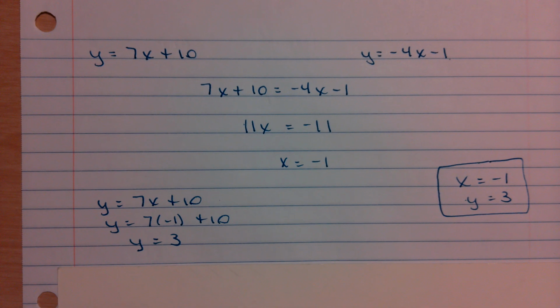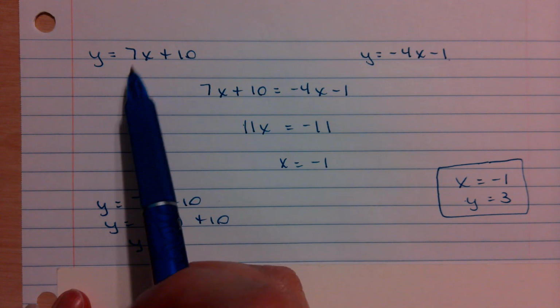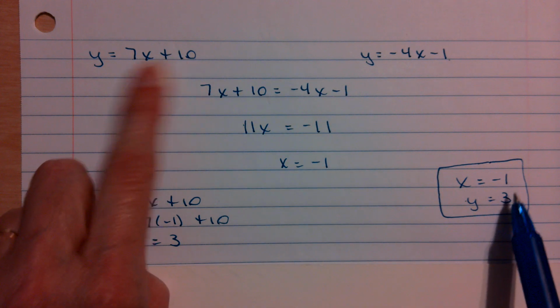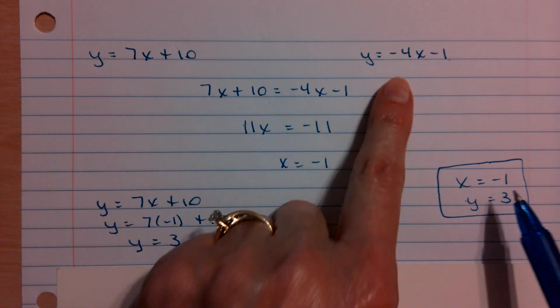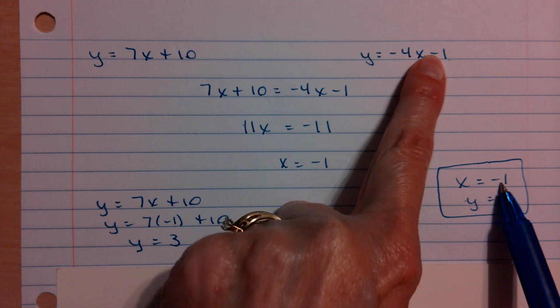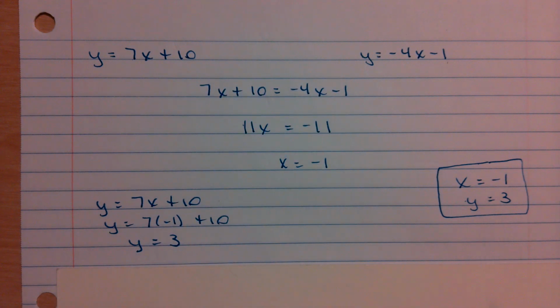Now, Smart Money is telling you to go back and check this answer in both of the original equations. So if I substitute here, 7 times negative 1 plus 10 is equal to 3. That's good. And then check it here. So this would be negative 4 times negative 1. So that's positive 4 minus 1 equals 3. It checks there. It has to check in both equations or it is not correct. So take the time, usually you use your calculator, but take your time and make sure that works. And that is the most straightforward substitution method that there is.